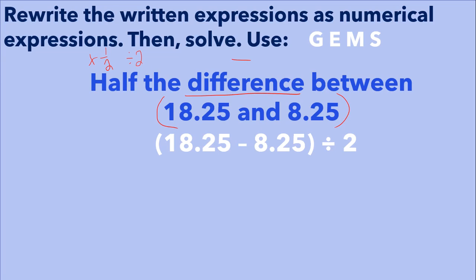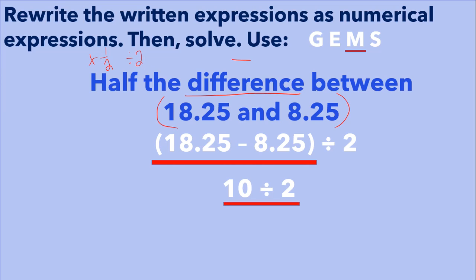So here we have 18 and 25 hundredths and 8 and 25 hundredths in parentheses, and then we're going to divide that answer by 2. Starting with G in GEMS, which stands for grouping symbols, we do see we have a set of grouping symbols. So we're going to do what's inside those parentheses first. 18 and 25 hundredths minus 8 and 25 hundredths is 10, and then divided by 2. There are no exponents, so we're going to move on to the M for multiplication and division. There is division here. 10 divided by 2 is 5.